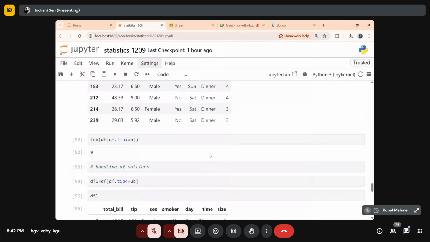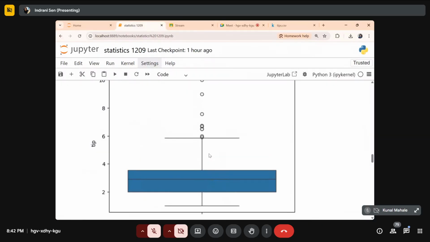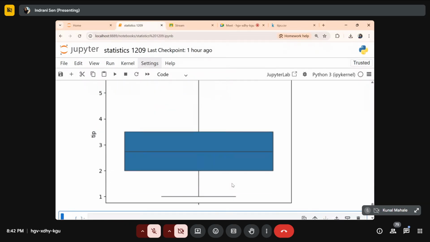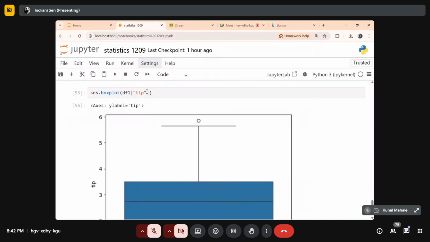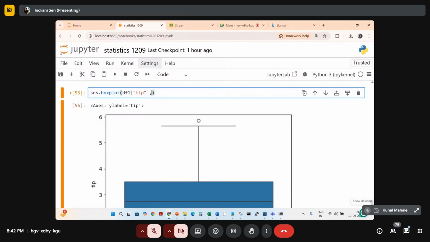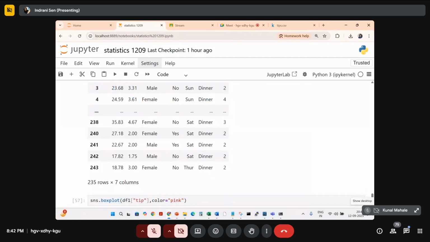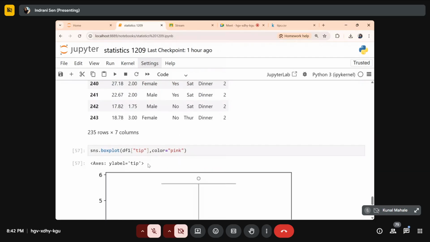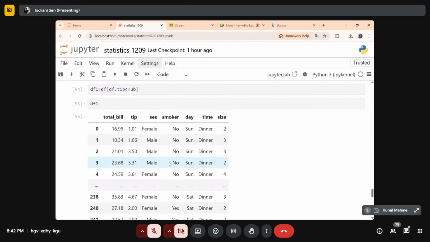So it's better than before, because the data was like this, and now the data is like this. It's much better. You can change the color. So the data is like this, much better than before. The outliers have changed. So I have created a box plot, right?